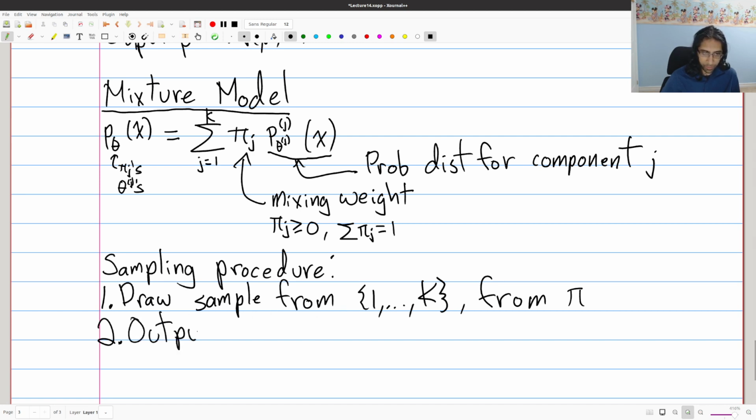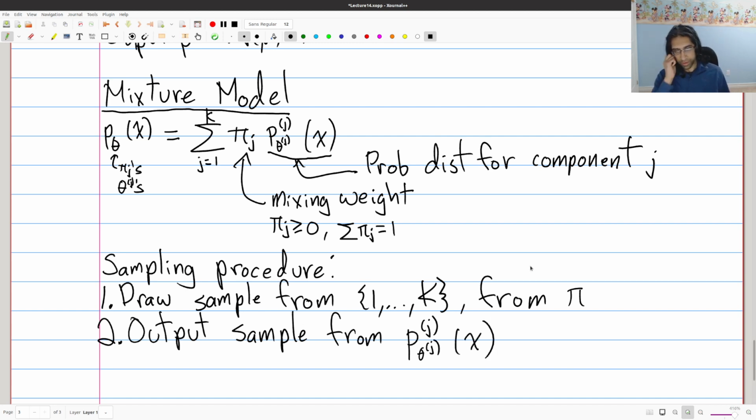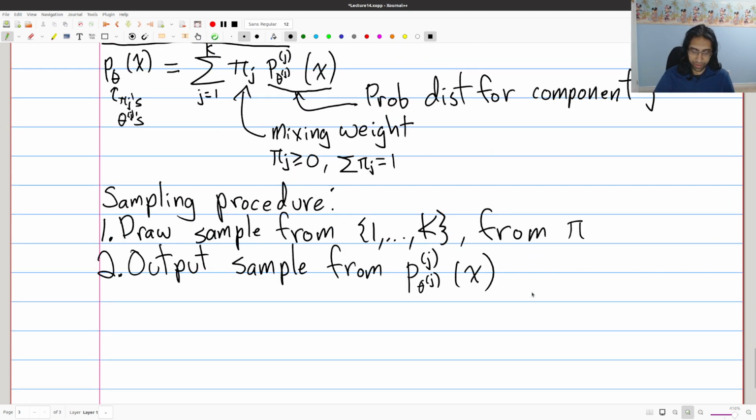And then in the second step, we output a sample from f sub j, theta sub j of x. So it's a very simple two-stage process where we first choose which component we're going to sample from, and then we sample from that component. I think it's relatively intuitive.